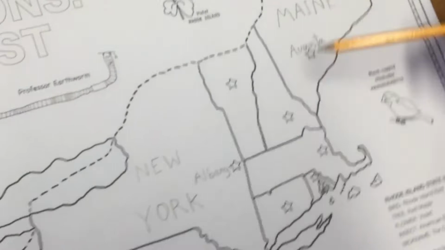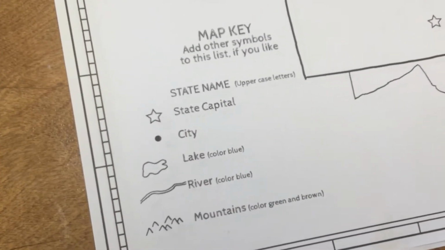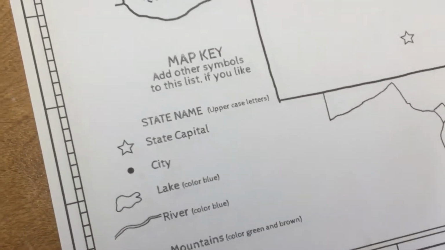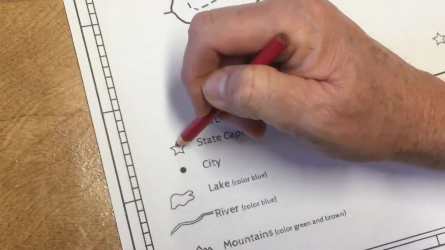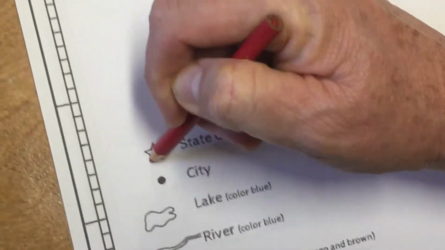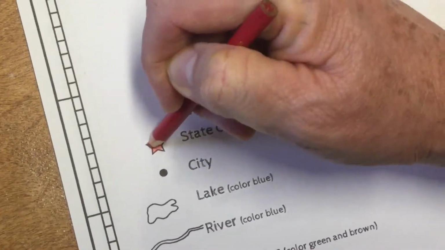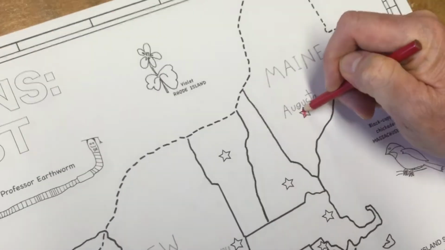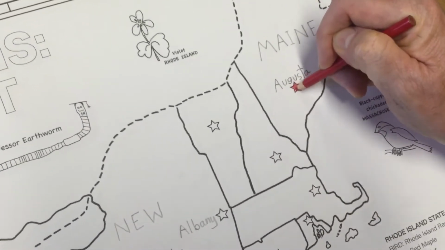So that little star, if you look at the map key, the star represents the state capital. Okay, and I could probably add a little color to that symbol. That could be one of the first things we do with the map key. Maybe we could make that star red. And if you want to start off your map with a simple activity, you could just start coloring in the different state capital symbols. Okay, I could do that one.